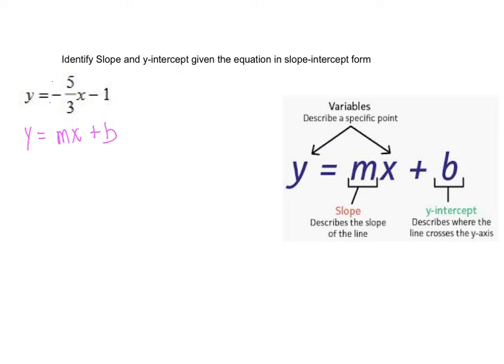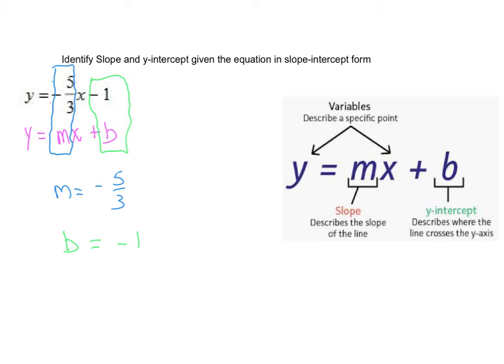If I wanted to identify the slope, that would be my m. So that would be the number in front of the letter x. So m, or slope, is equal to -5/3. And then my y-intercept would be whatever is in the b spot. So my b, or y-intercept, would be -1.